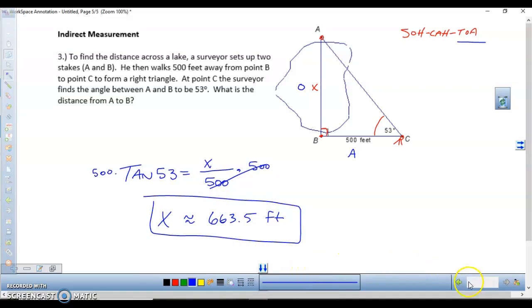If you were okay with the first day's unit, really, guys, this is just drawing right triangles yourself and finding missing sides or angles.